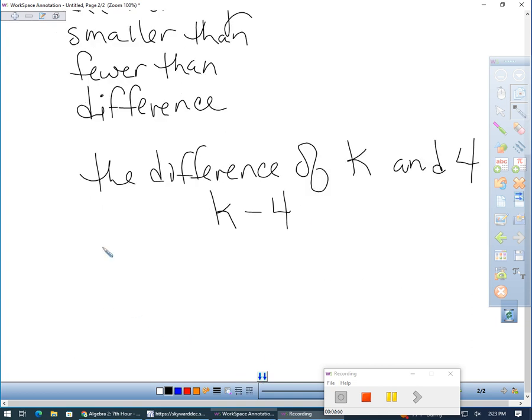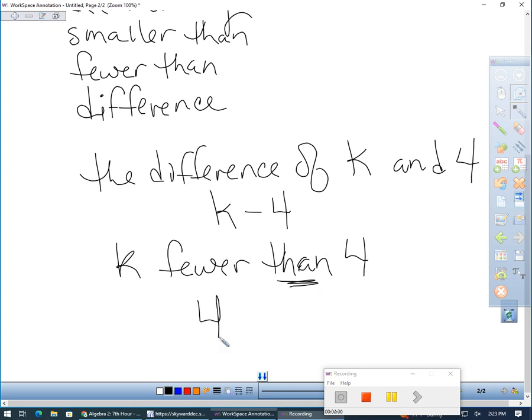However, if I were to write it as, let's say, K fewer than 4, because of the word than, I actually have to start with 4 and subtract the K. All right? Questions on those? That than is pretty important. It's going to tell you which direction you've got to write it.